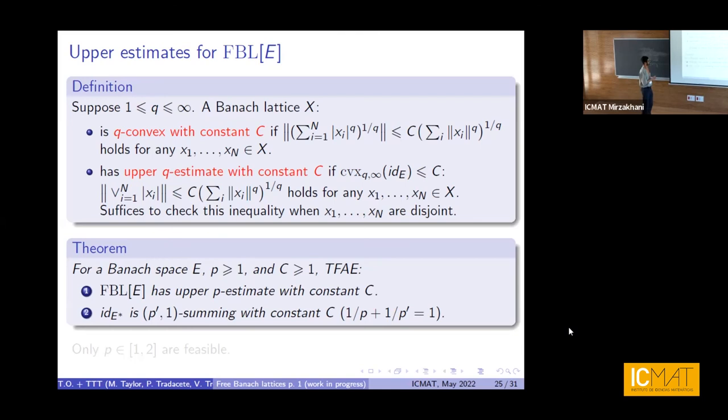Specializing to the situation when we are dealing with the identity operator on E, we see that the following statements are equivalent. The first one is that the free Banach lattice FBL[E] has an upper p-estimate. And the second, the identity on E star is (1, p')-summing. p' is, of course, the conjugate of p. And in this situation, it turns out that only the values of p between one and two are feasible. For instance, the free Banach lattice cannot have an upper p-estimate for p greater than two.